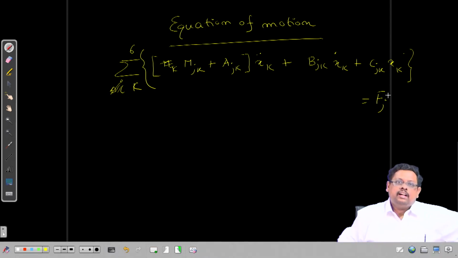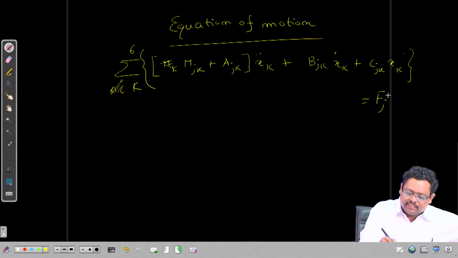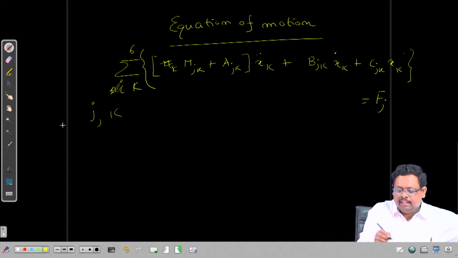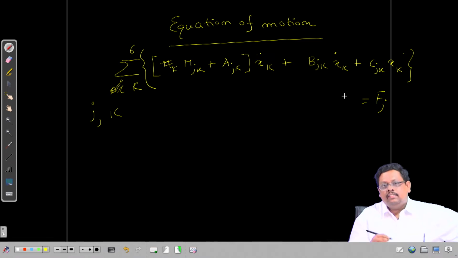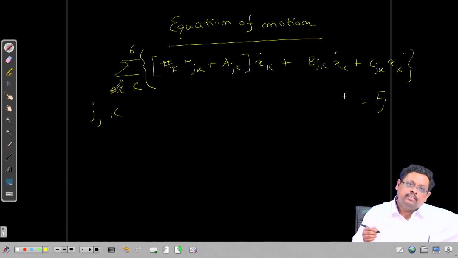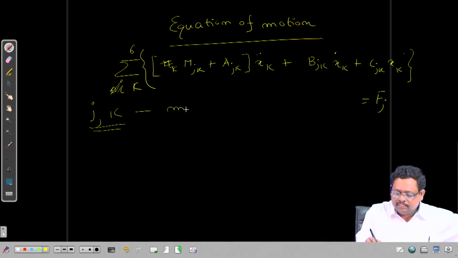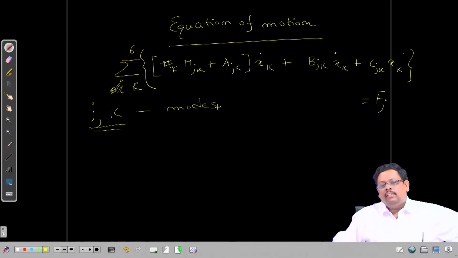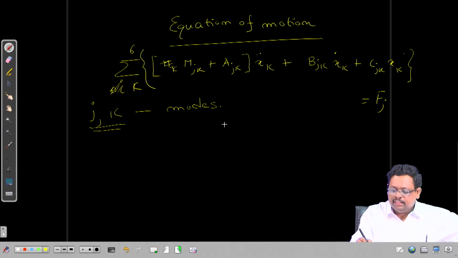This is how we write the equation of motion. Here it is a coupled equation, as I said. We did not discuss the meaning of this j and the meaning of this k, or why they are in this equation. Today also we do not discuss this very much, but we understand these are something called the modes. And now you remember that we have six modes. One refers to the surge.